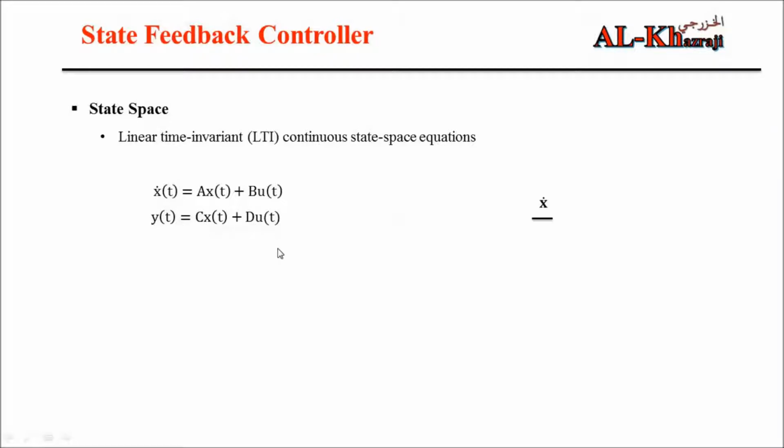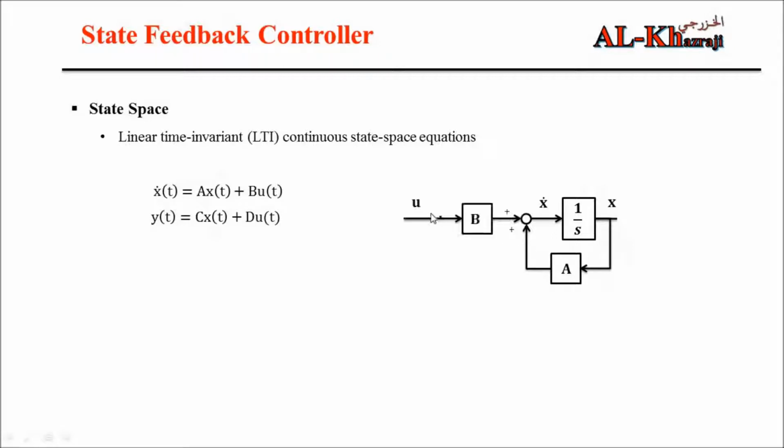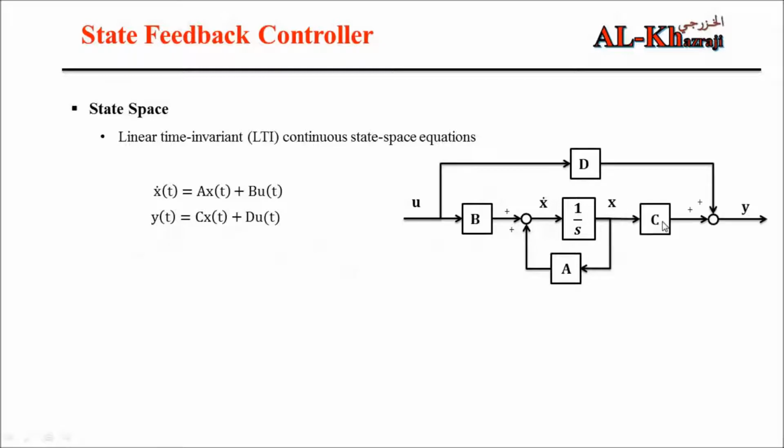Now, if we want to have a representation of these two equations, we could say this is the x dot, and if I put an integrator, I will get the x, and if I multiply this x by A, I will have the first term of the x dot. Now, if I have u multiplied by B, this is what I get for x dot. Now, in order to get the y, all I need is to multiply x by C and u by D and sum both terms, and I will get y.